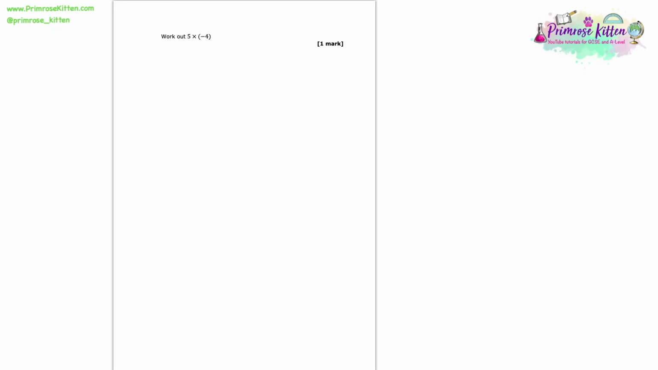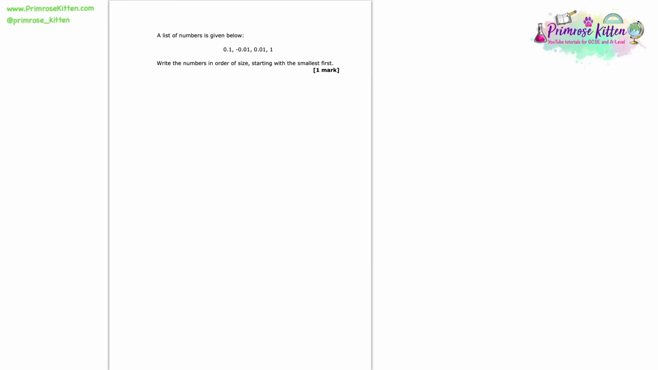So here we're asked to work out 5 times minus 4. So this question is really just testing our understanding of negative numbers. And if we have a positive number like we do here, and we multiply it through by a negative number, we need to know that we end up making a negative number. So here then, I would just do the 5 times by the 4 and get 20. But then I would take into account that it was a positive number times by a negative number, and I would see that I get negative 20. So that there will be our final answer, minus 20.